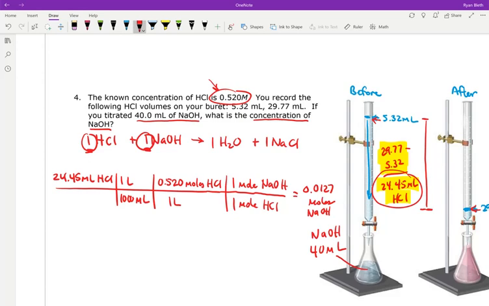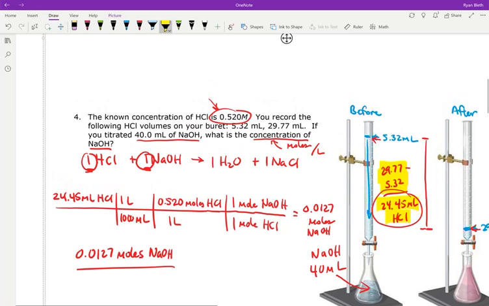We're not quite done, right? We're very close. We want to know what is the concentration of NaOH. That's molarity, right? That needs to be in moles per liter. We have moles. We figured out 0.0127 moles of the NaOH that they're asking about. Now we just need liters. Right? How many liters of NaOH do we use? Well, we used 40 milliliters. It was right here in the flask, right? We marked that up at the beginning. We used a sample of NaOH that was 40 milliliters.